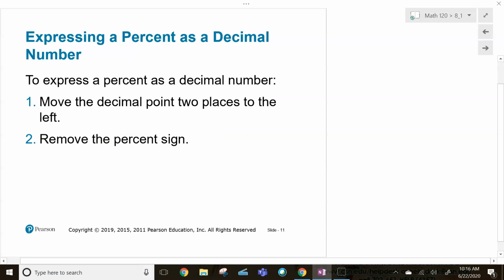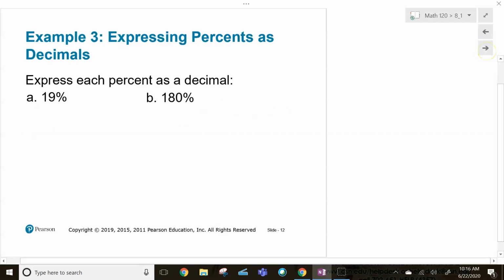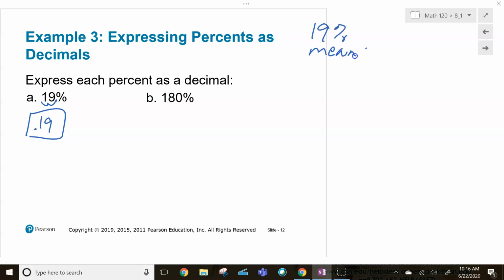All right, how about expressing a percent as a decimal number? Now we're going to go 2 to the left. For example, 19%. Right now the decimal's right here, so we're moving it left 2, so it's 0.19. Again, what does this mean? 19% means 19 per 100, which is 0.19. If you were to go 19 divided by 100, that's 0.19.